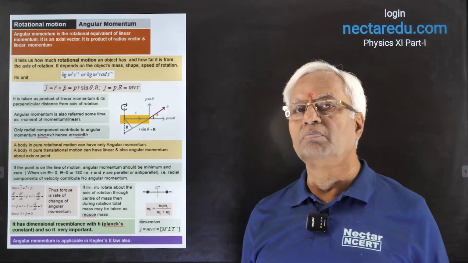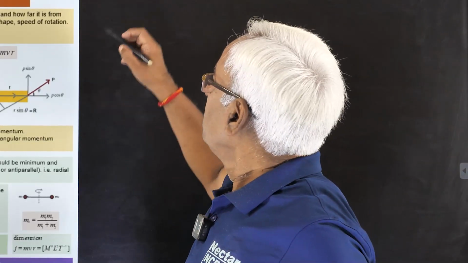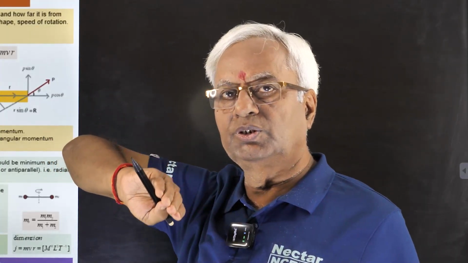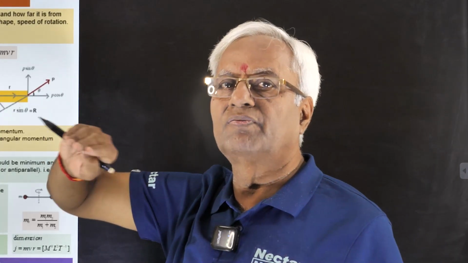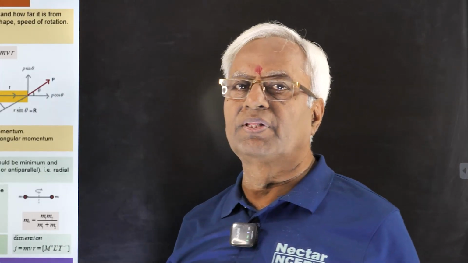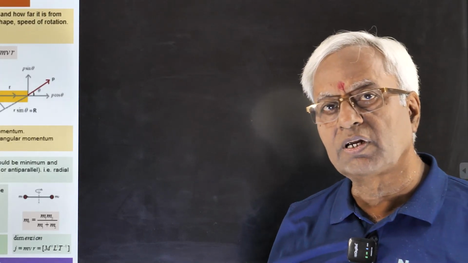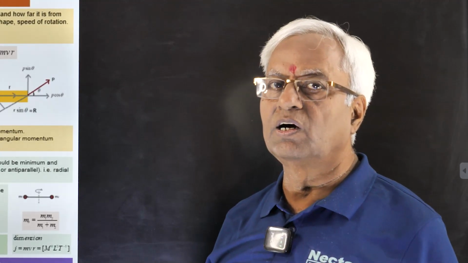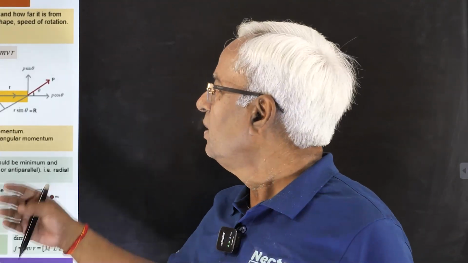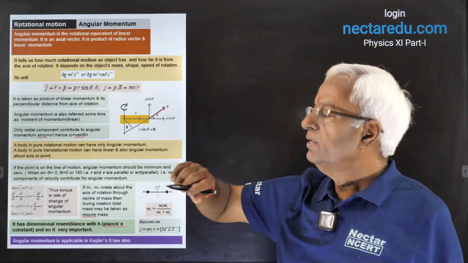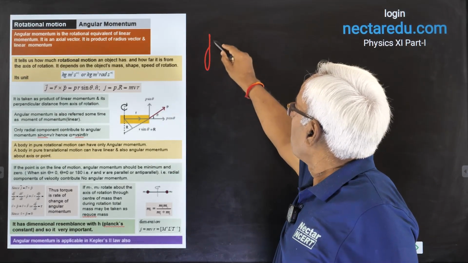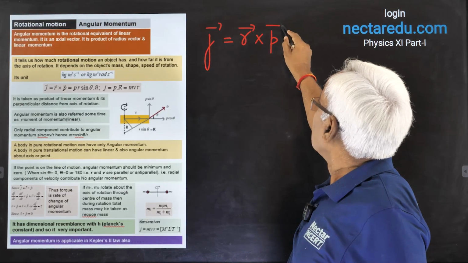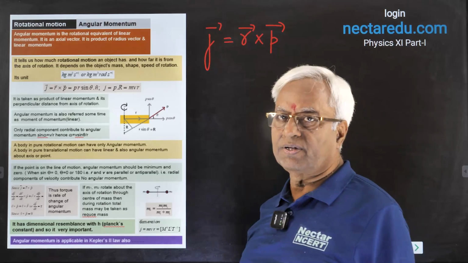This is angular momentum. Angular momentum depends on mass, shape, and also the speed of rotation. It gives the idea of what amount of rotation a body has. It also gives the idea of how far the axis of rotation is from the body. It might be taken as the product of the radius vector and the linear momentum vector.